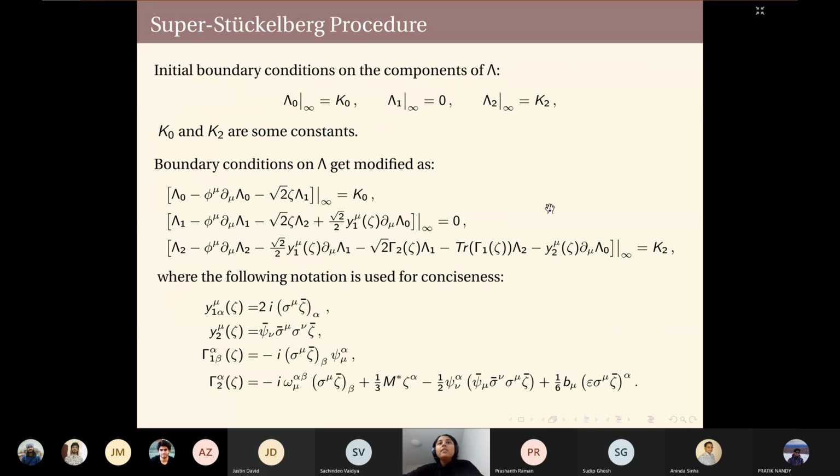Sure. So yeah, there are these complicated looking functions, with such long expressions, and all of this goes into the boundary conditions and the Lagrangian.